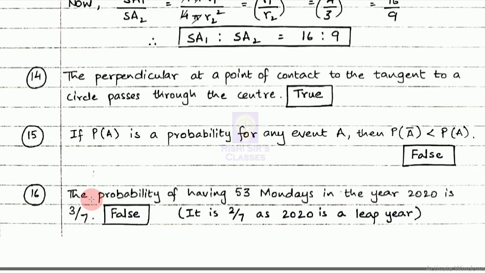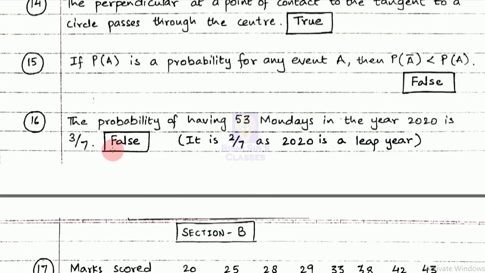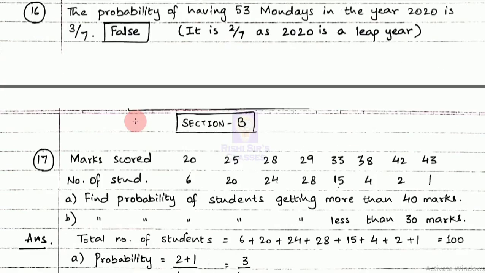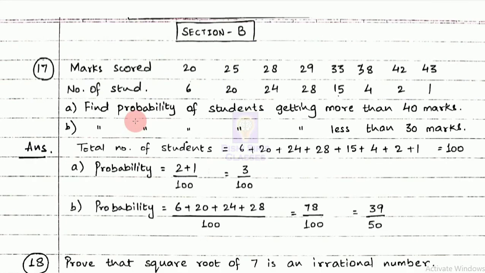Because 2020 is a leap year, the probability of having 53 Mondays is 2 upon 7, not 3 upon 7. Here our section A is completed. Moving on to section number B.